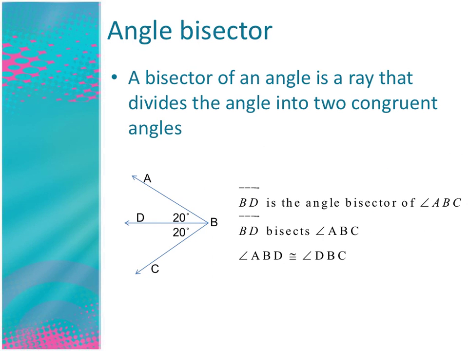Okay, we had a segment bisector, now we're talking about an angle bisector. So a bisector of an angle is a ray, has to be a ray, that divides the angle into two congruent angles. So it cuts the big angle into two equal parts, and it cuts its measure in half.